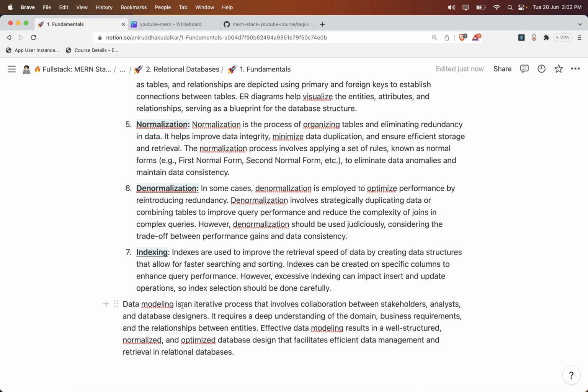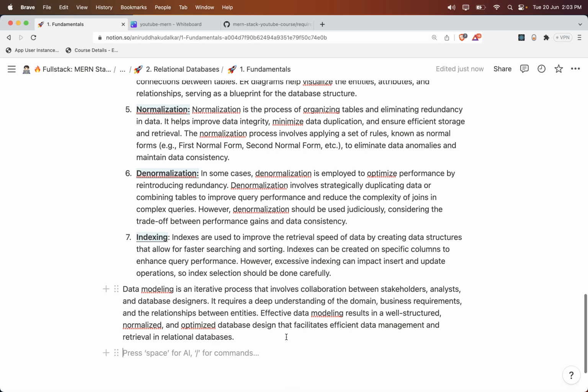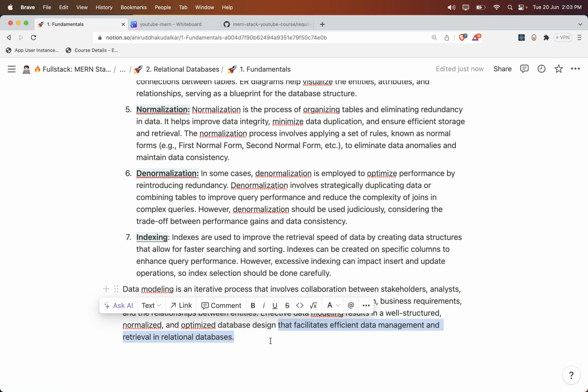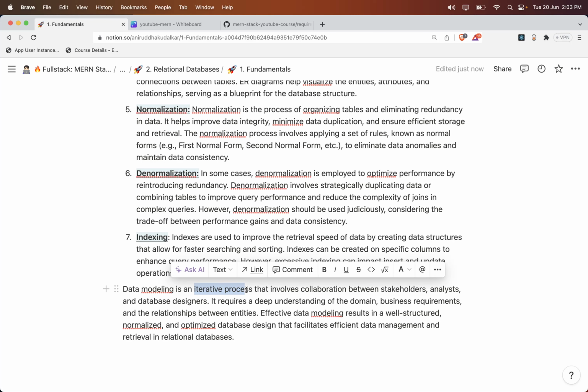Now, data modeling. See, data modeling is an iterative process. It involves collaboration between the stakeholders, business analysts, and the database designers. It requires deep understanding of the domain, business requirements, and the relationships between the entities. Remember that effective data modeling results in a well-structured, normalized, optimized database design that facilitates efficient data management and retrieval in relational databases. Remember that this is an iterative process. You cannot do it in one go.